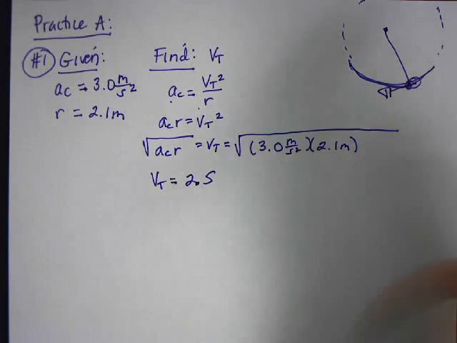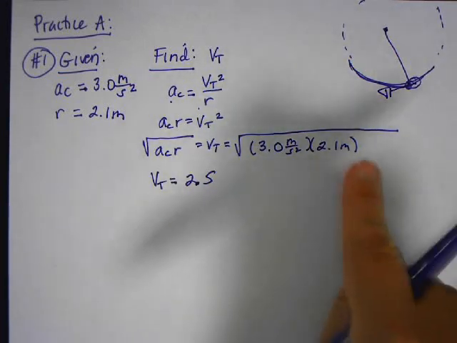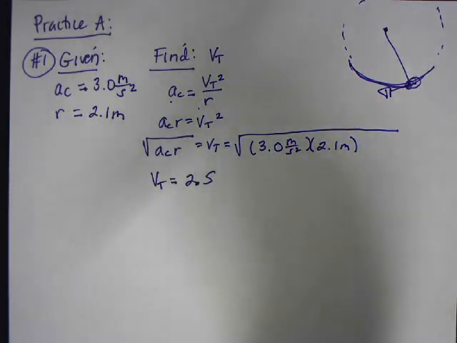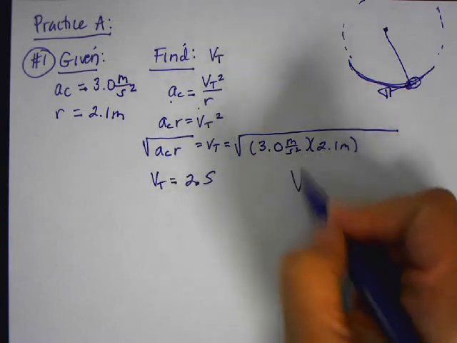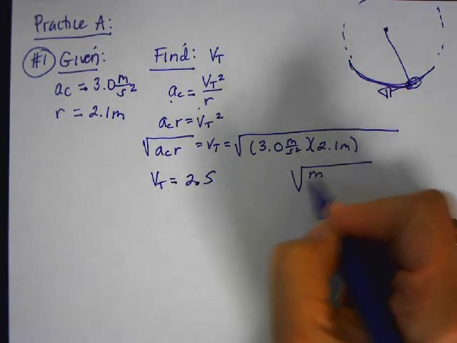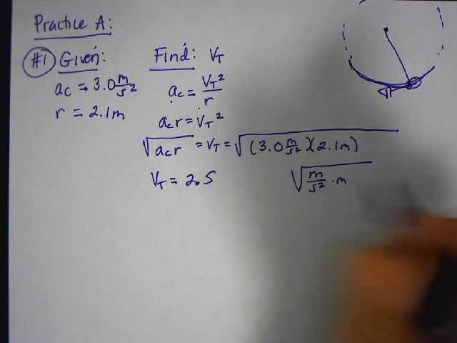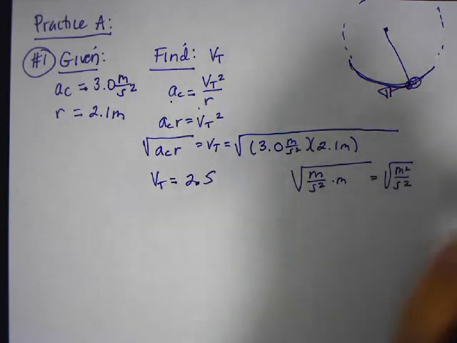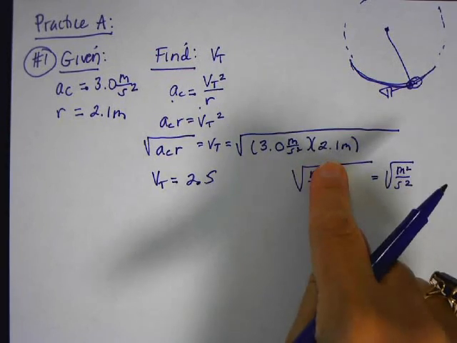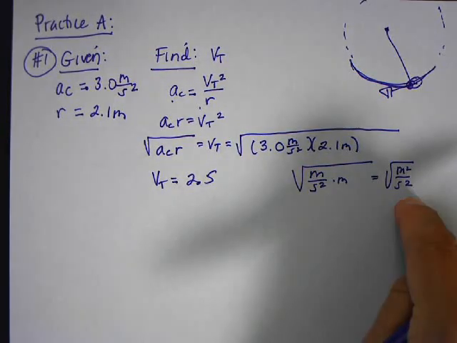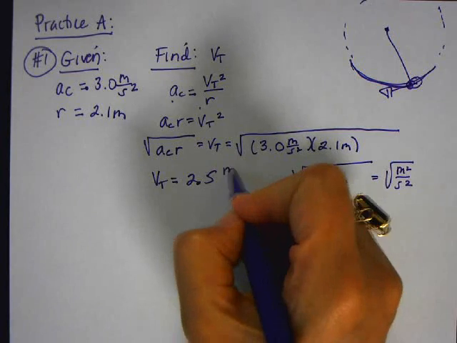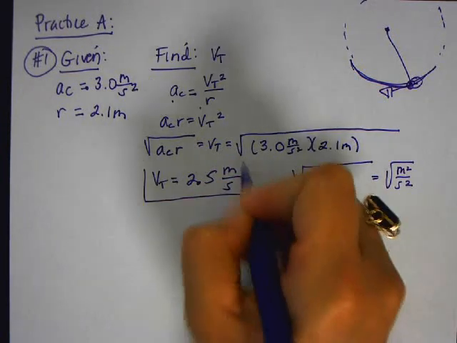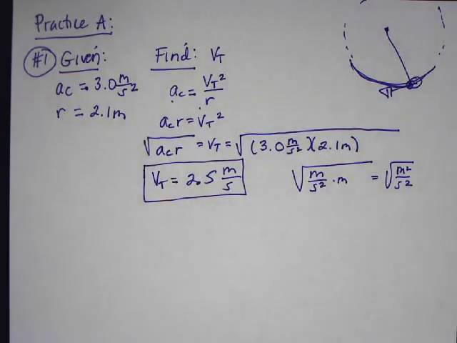Now, before I go ahead and write my answer, which I know is supposed to be meters per second, let me check my unit. So underneath my radical, I have meters per second squared times a meter, which is a meter squared over a second squared. When I take the square root of the number, I also have to take the square root of the unit, so it ends up being a meter per second, which is the correct unit for the tangential speed.